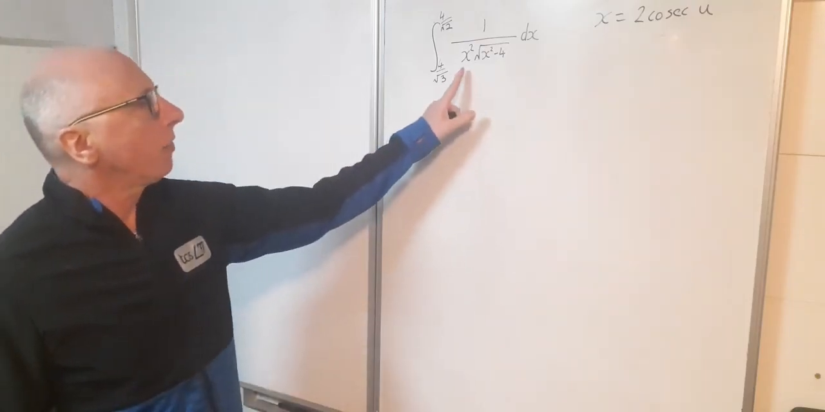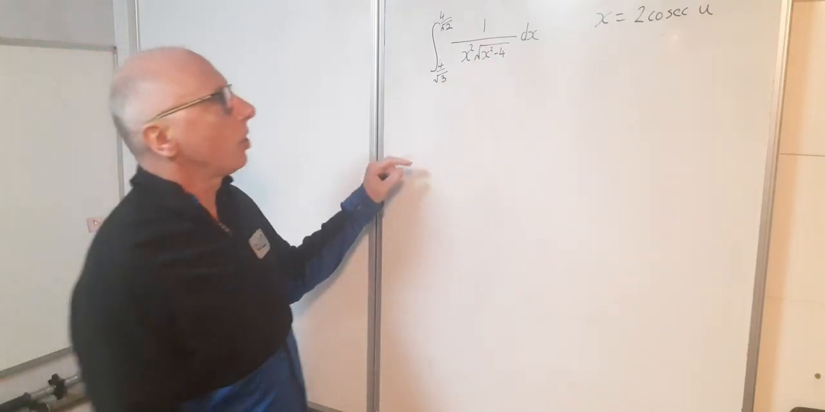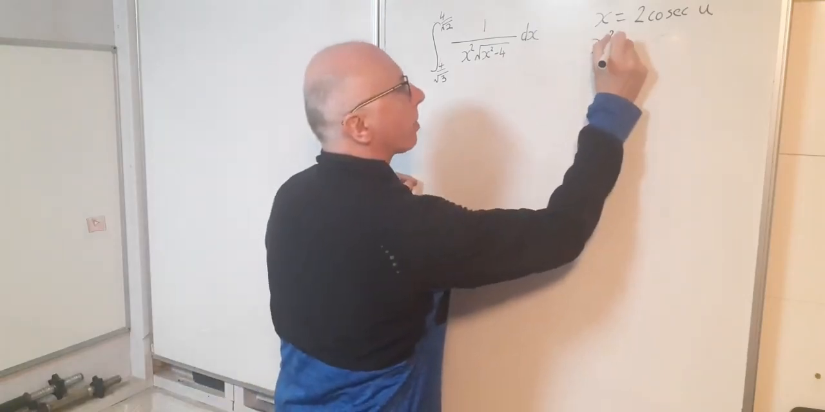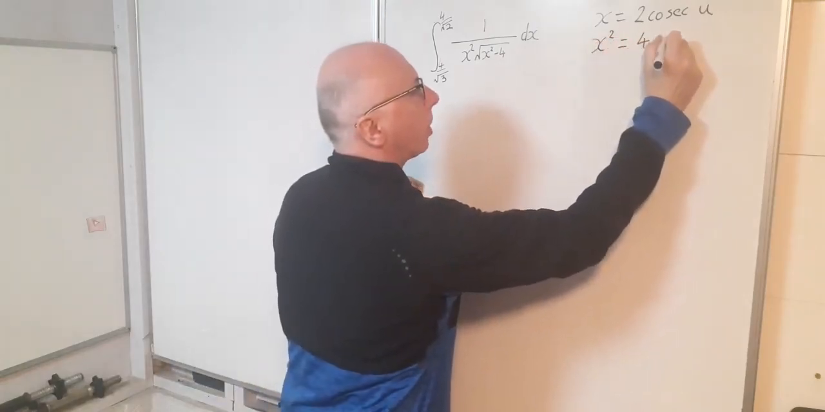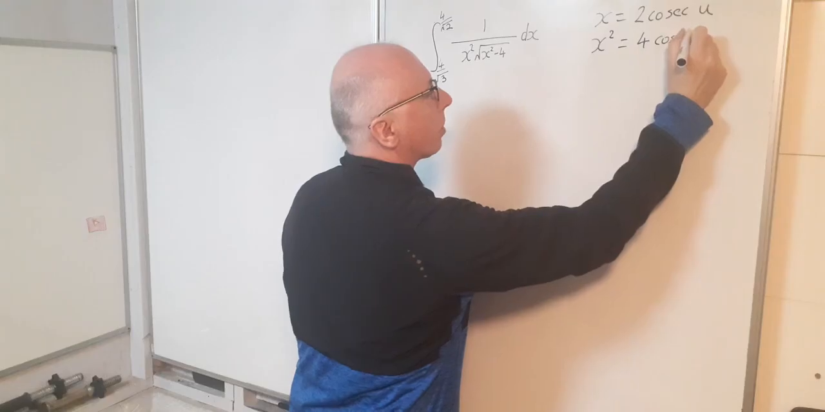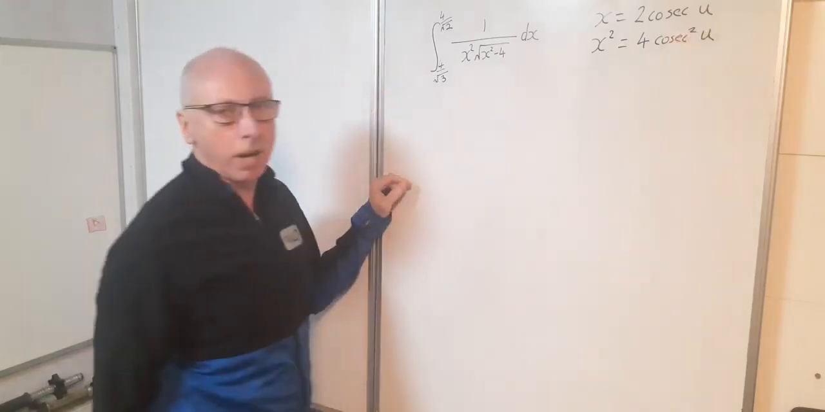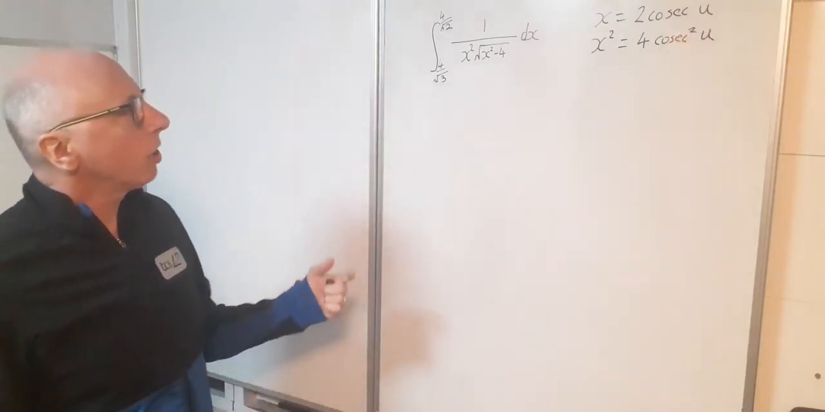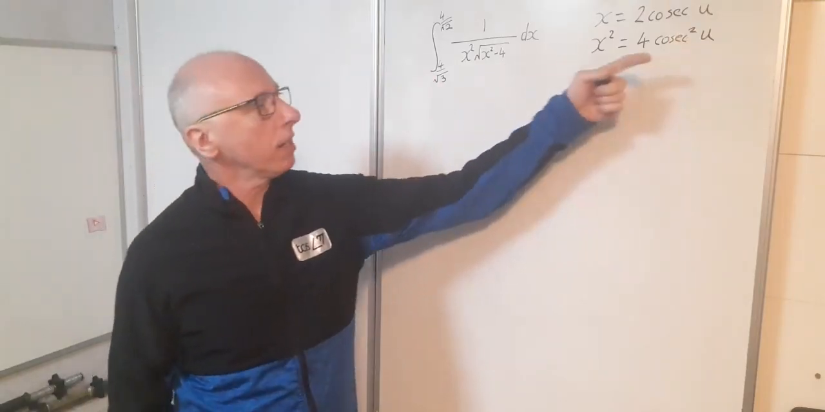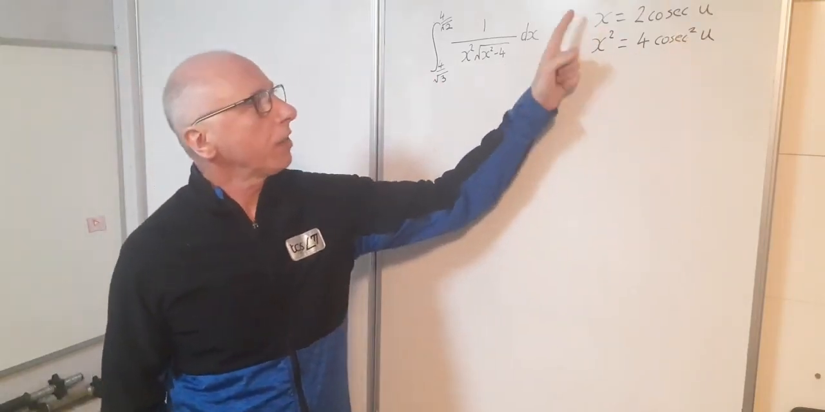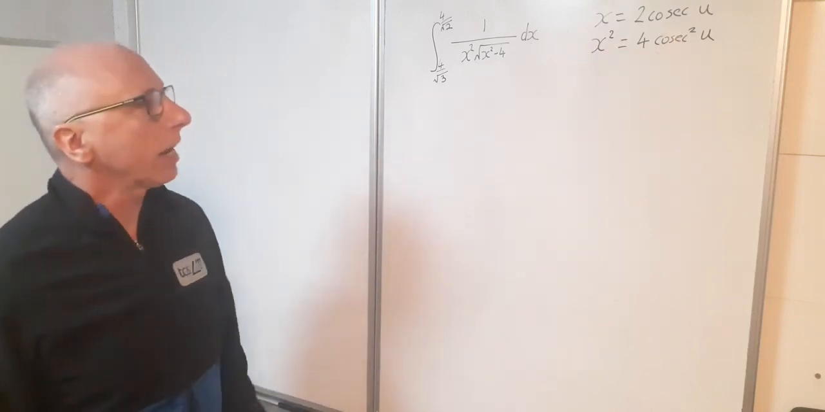So I need to find x squared because that's in there. So I'm going to do that. x squared equals 4 cosec squared u. So that's my x squared. And then as I'm doing a u substitution, I'm going to go from the x into the u. I also need to find the derivative of this value for x.